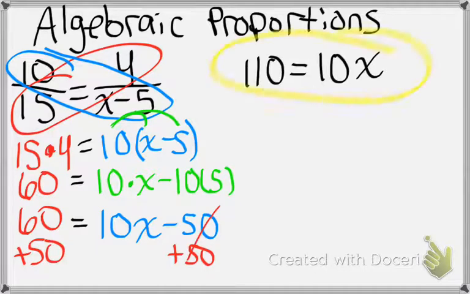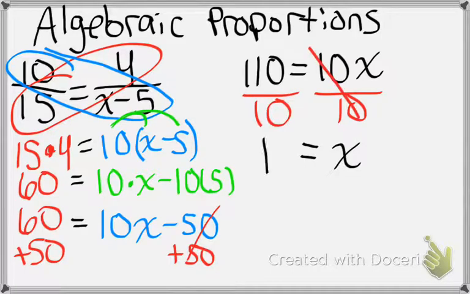And I moved it up here so I'd have room. So then we're left with 110 equals 10x. Now you just have one step remaining. You just need to get that 10 out of there. So we're going to divide both sides by 10, and you'll have your final answer. And you'll have 11. So that means x equals 11.